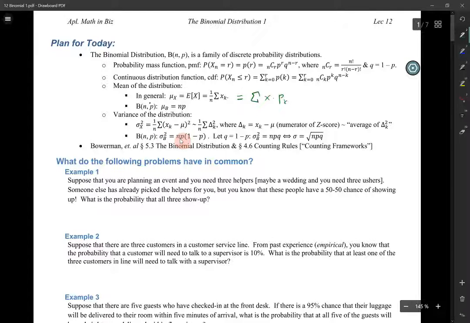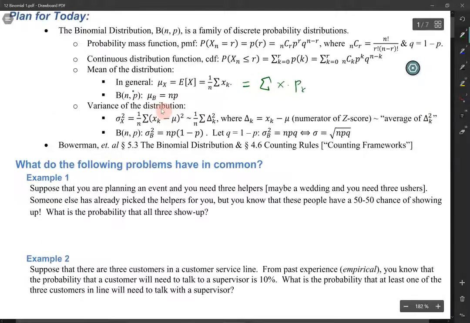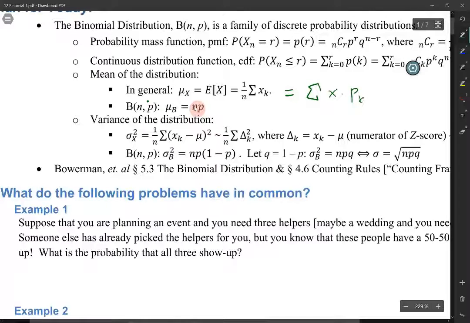And so it turns out that for the binomial distribution, this variance is NPQ, basically. So where the average had a special form, NP, the variance is just NPQ, and remember that Q is equal to 1 minus P. So you can say it's N times P times 1 minus P, or you can say it's NPQ. So these are really the same.